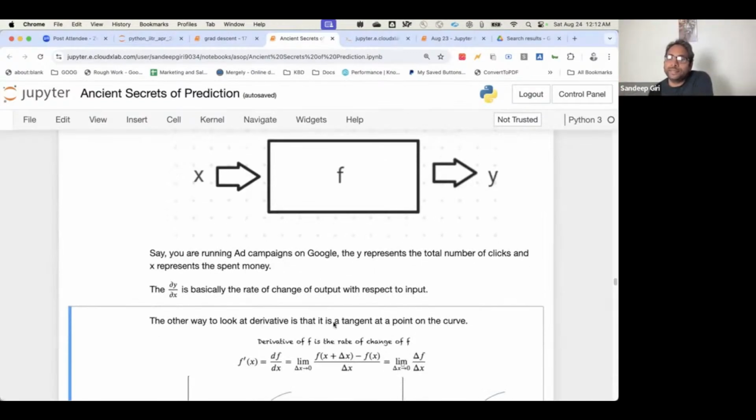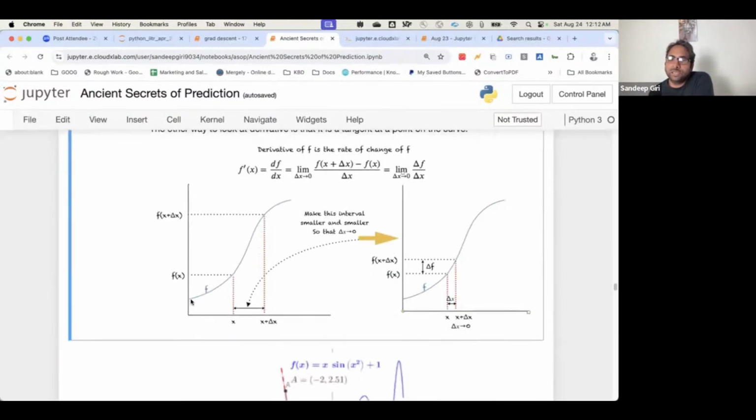The other way to look at the derivative is that it's a tangent at a point on the curve. Imagine that this is your curve. At value x, you got f(x). When you increase x to x plus delta x, the y value is f of x plus delta x. So when we increase the input by delta x, f increased from this value to this value. So f dash x is the same as df by dx.